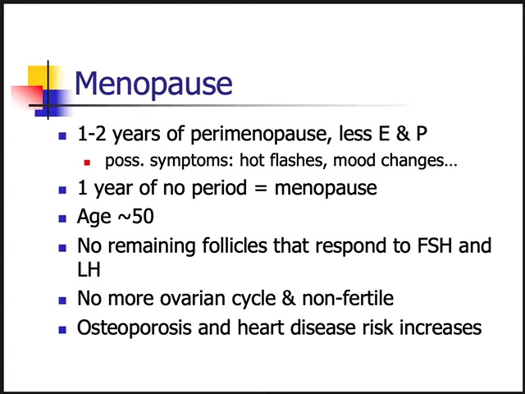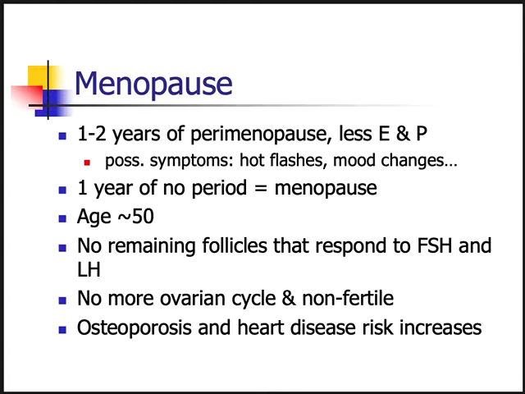Okay. And at this point, when you start perimenopause, your follicles are not responding to FSH and LH, which is why you get all this irregular levels of hormones. Once you enter menopause, then you have absolutely no remaining follicles that will respond to FSH and LH. And so then you'll have no more ovarian cycle, and you are non-fertile. You're not able to get pregnant.